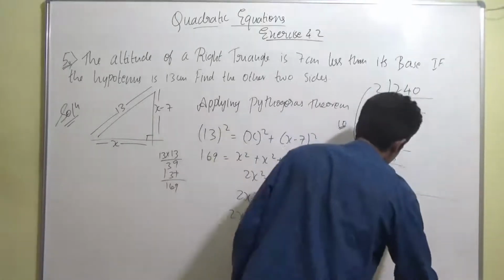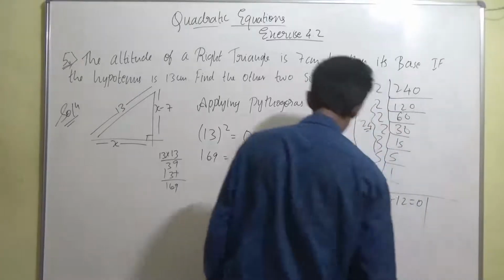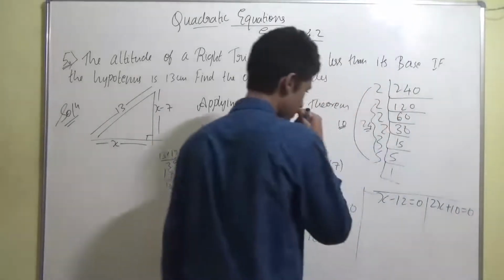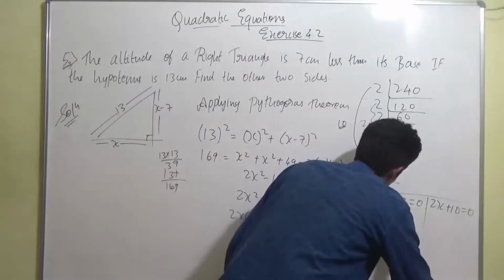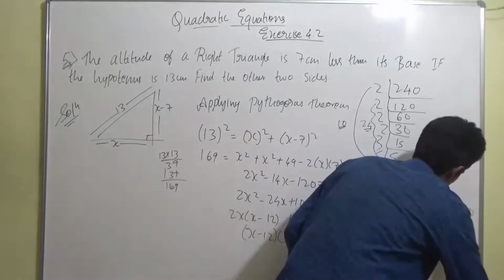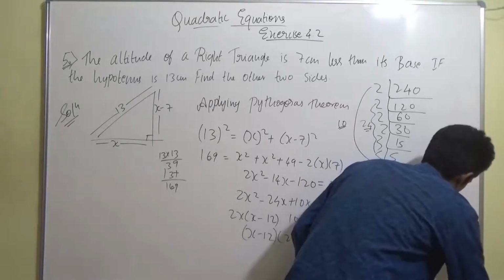So it's like x minus 12 equal to 0 and 2x plus 10 equal to 0. Right, we have to equate it to 0. From here you will get x equal to 12. And from here you will get x equal to minus 10 by 2, that is minus 5.